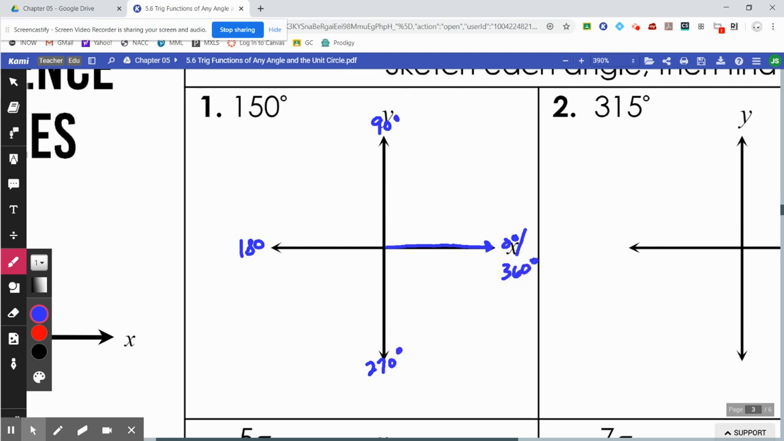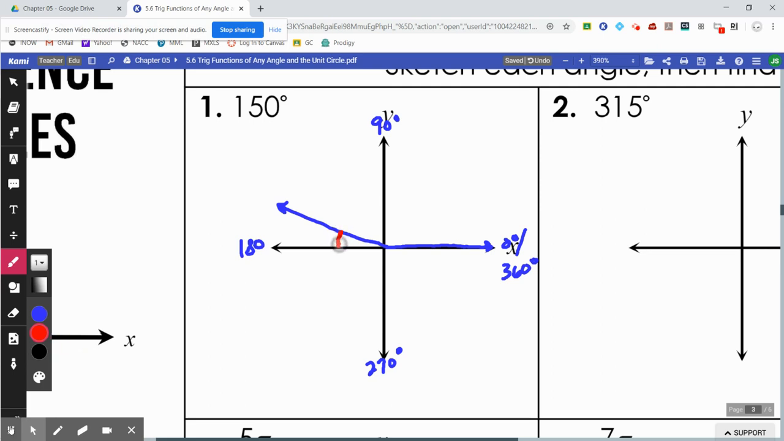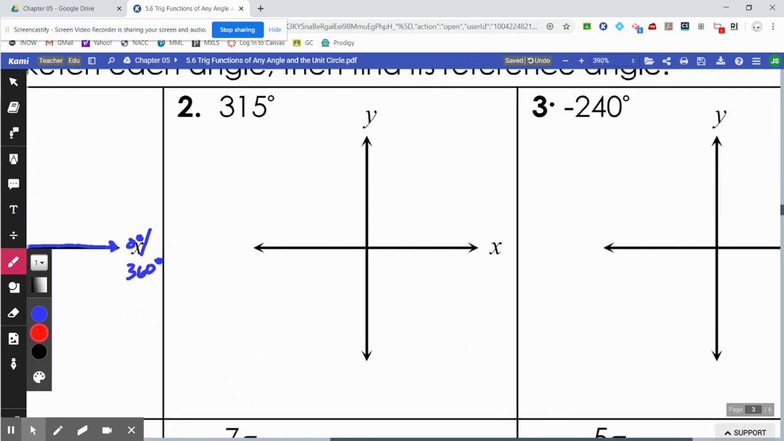So 150 is going to be located somewhere right in here. It's nearly 180. So the reference angle is once again simply how far that is from the x-axis. How far is 150 from 180? That would be 30 degrees. That's all you do.